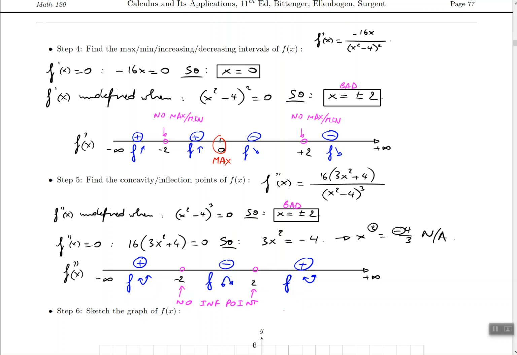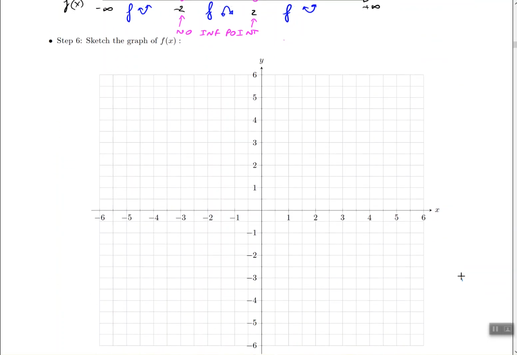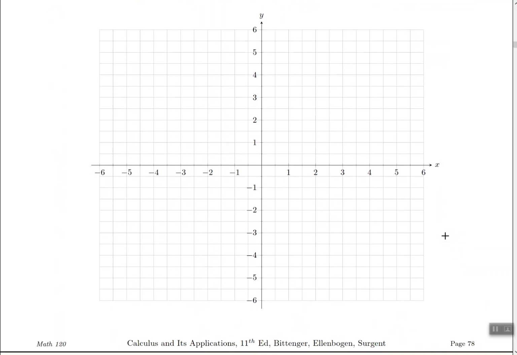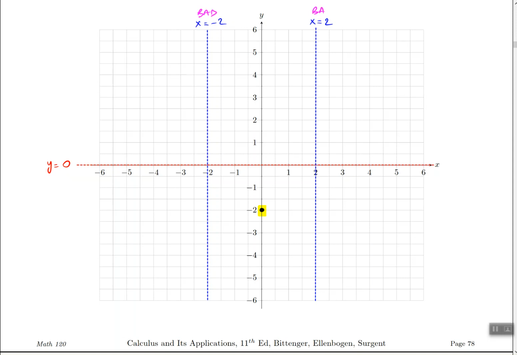So let's put everything together on this graph, and let's start with the X and Y intercepts and the horizontal and vertical asymptotes. So there you get it. The only intercept is on the y-axis, and there are a couple of vertical asymptotes, 2 and negative 2. They were the bad numbers basically from the very start of the problem. And there's the horizontal asymptote, which is y equal to 0 from, I believe, step number 3, where we find the asymptotes. So at this point, we're going to try to graph the function.